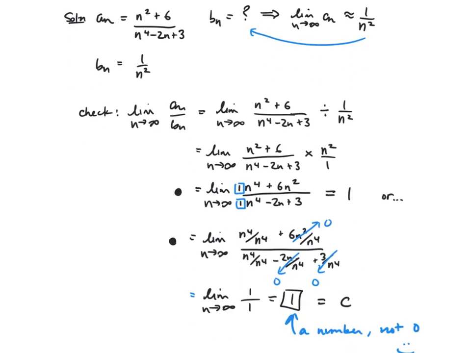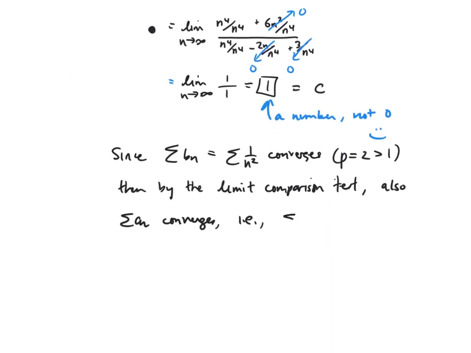And an is that term up top there. So we might as well write it all in to wrap it up, i.e. the sum of n squared plus 6 over n to the fourth minus 2n plus 3, that thing converges.